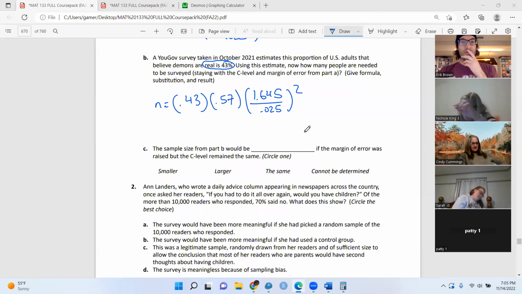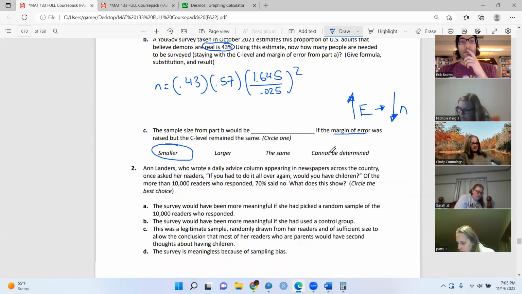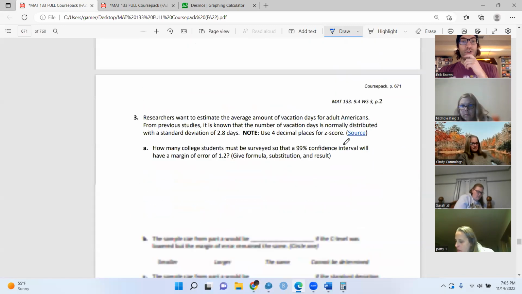So what happens when you raise the margin of error? What happens to n? If I make this number bigger, the sample size goes down. The larger the number is you divide by, the smaller the result will be. So it gets smaller. Okay, I'm going to let you all do number 2.